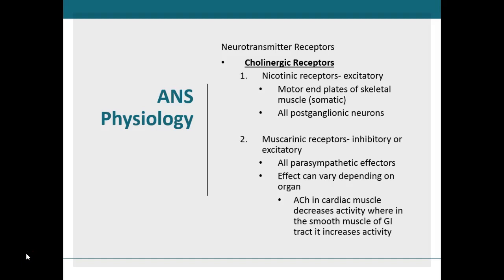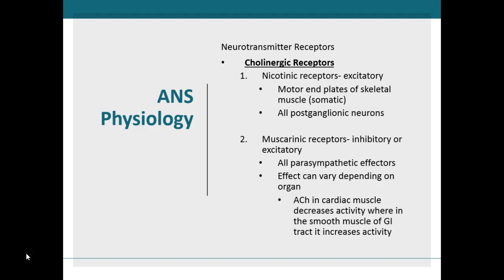Based on the neurotransmitter they produce and release, autonomic neurons can be classified as either cholinergic or adrenergic. The receptors for the transmitters are proteins located within the cell membrane of the postsynaptic neuron or effector cell. So cholinergic receptors can be divided into nicotinic and muscarinic receptors. Cholinergic receptors are integral membrane proteins in the postsynaptic plasma membrane.